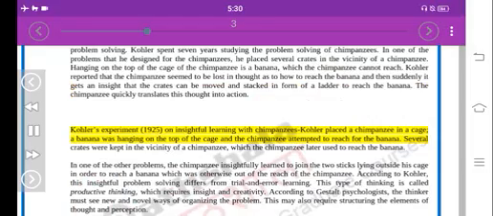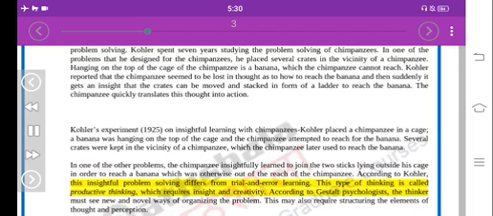Kohler's experiment 1925 on insightful learning with chimpanzees. Kohler placed a chimpanzee in a cage. A banana was hanging on the top of the cage and the chimpanzee attempted to reach for the banana. Several crates were kept in the vicinity of a chimpanzee, which the chimpanzee later used to reach the banana. In one of the other problems, the chimpanzee insightfully learned to join the two sticks lying outside his cage in order to reach a banana which was otherwise out of the reach of the chimpanzee. According to Kohler, this insightful problem solving differs from trial and error learning.